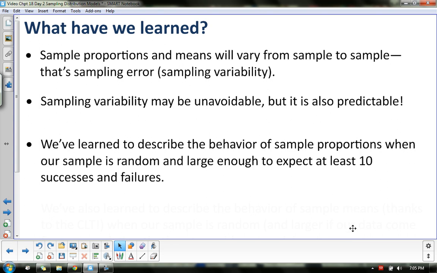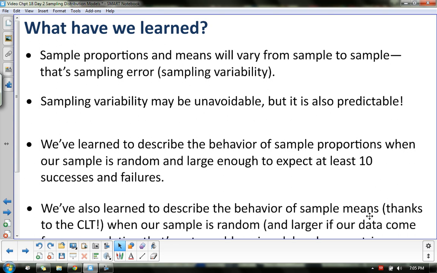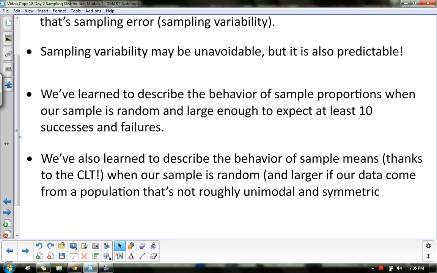We can describe the behavior of a sample proportion when your sample is random. Number one key thing, it's got to be random, and large enough to have at least 10 successes or failures, but don't forget, not too large, not more than 10%. And we can describe the behavior of the sample means when our sample is random by talking about that normal model, roughly unimodal and symmetric, even when the original population is not.